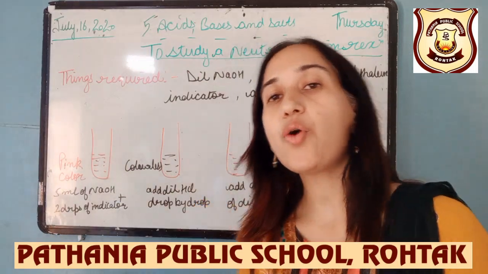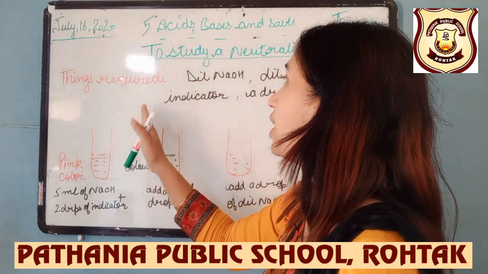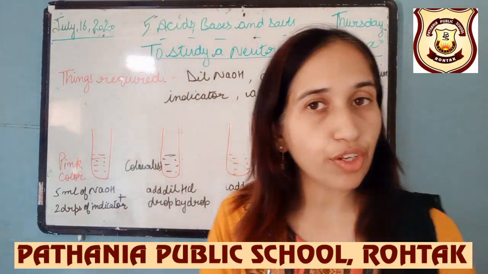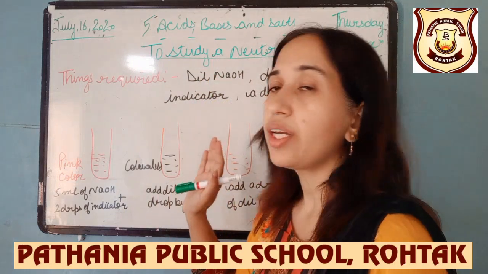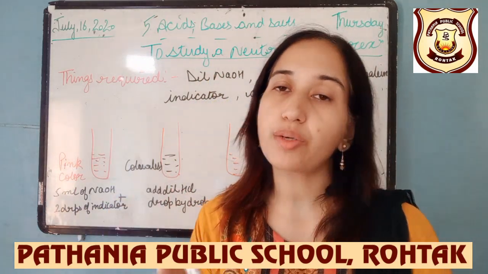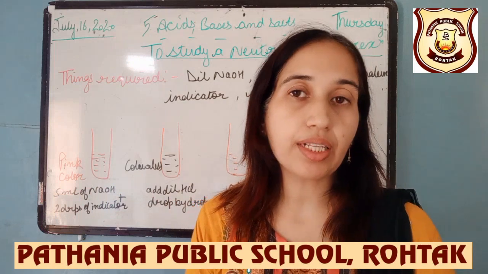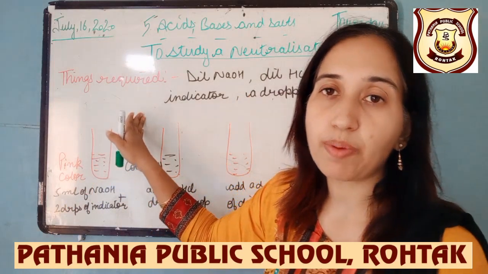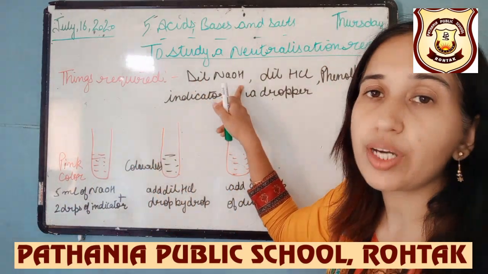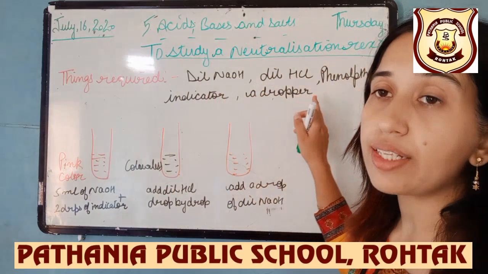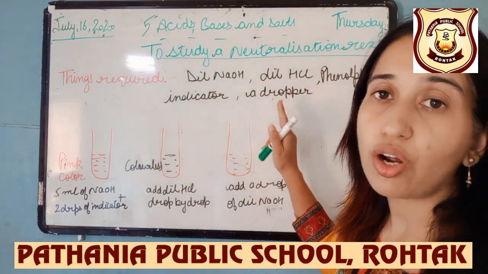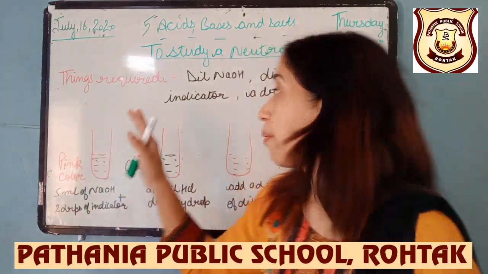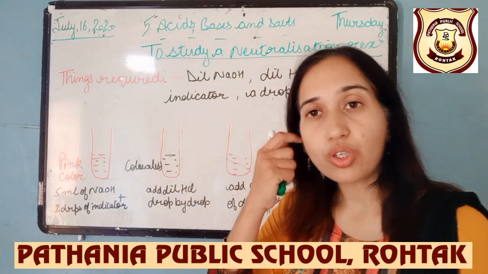Now we are going to do the activity to study a neutralization reaction, given in your book. We are doing it theoretically only, because phenolphthalein is not available at home. It is a chemical available in labs only. The things required for this experiment are dilute NaOH, that is sodium hydroxide, dilute HCl, that is hydrochloric acid, phenolphthalein indicator, which is colorless, and a dropper.